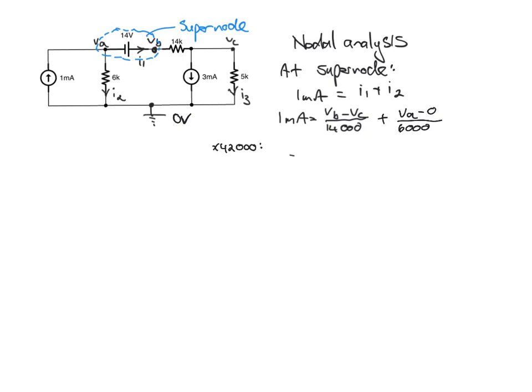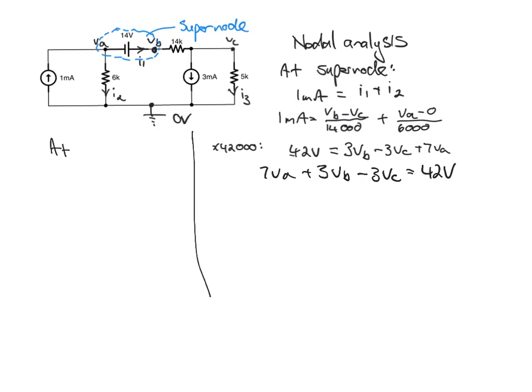and that gives us 42 volts is equal to 3 VB minus 3 VC plus 7 VA. So if we arrange the terms in alphabetical order, we have 7 VA plus 3 VB minus 3 VC is equal to 42 volts. Call this equation 1.